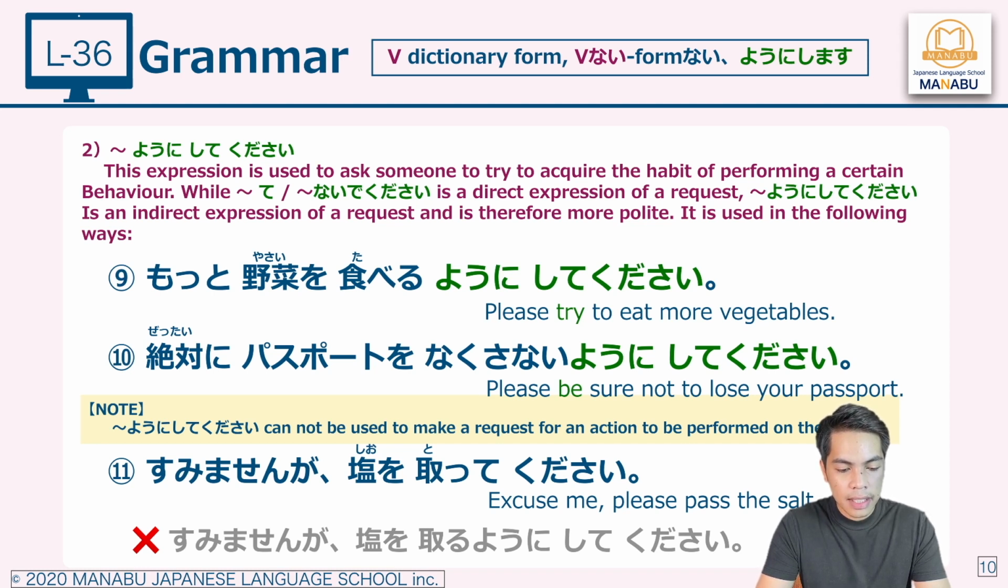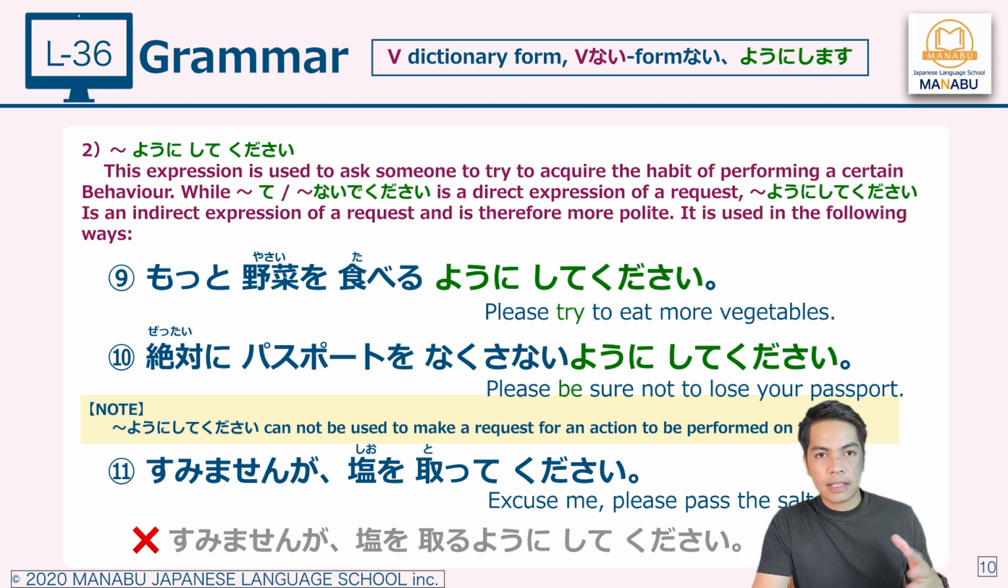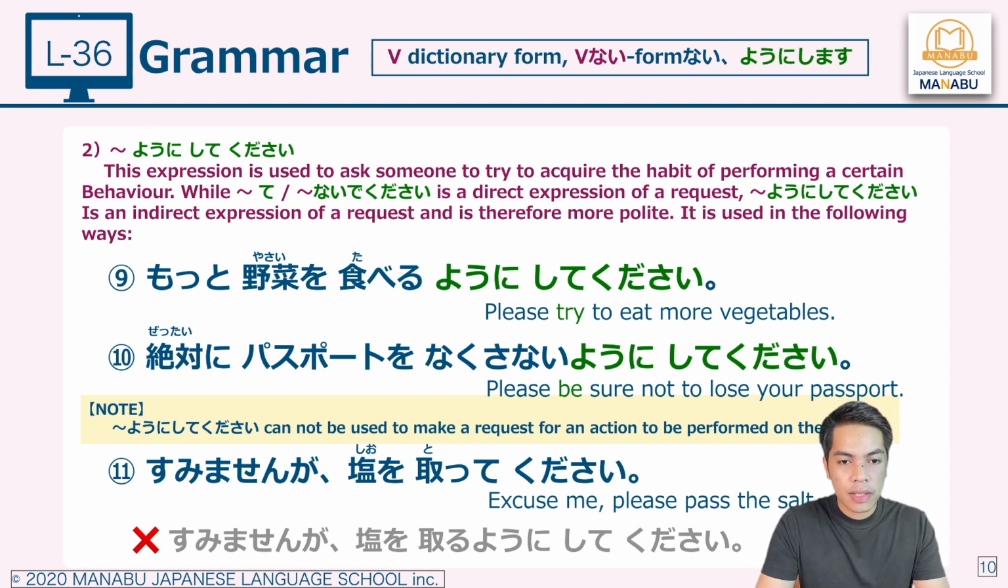So in cases like example number 9, Motto yasai o taberu yo ni shite kudasai. Please try to eat more vegetables. So this can also be used as advice to someone. And you are also asking someone to make it a habit. Motto, more. Motto yasai o taberu yo ni shite kudasai. Taberu yo ni shite kudasai. Please try to do. Please make it a habit of eating more vegetables.